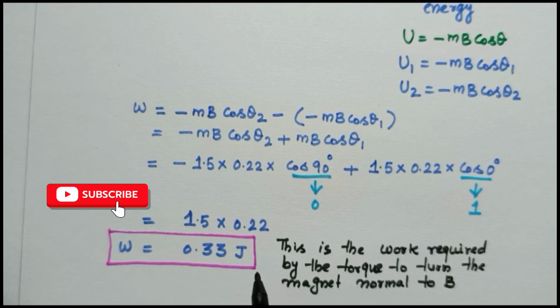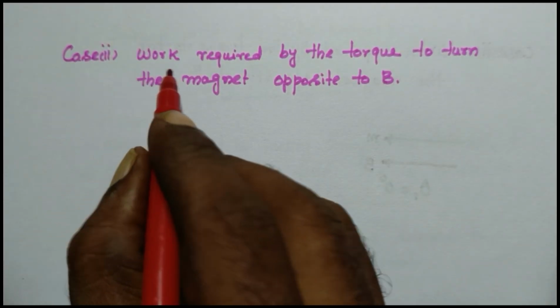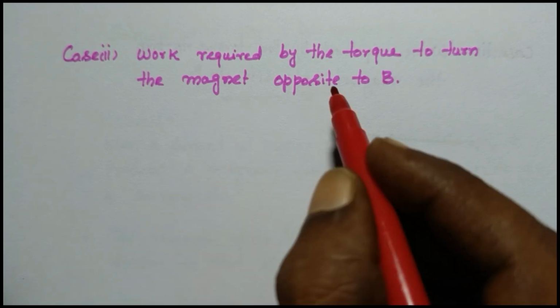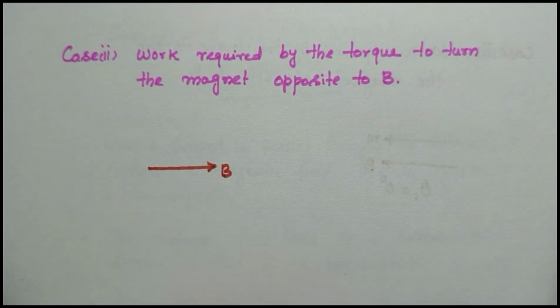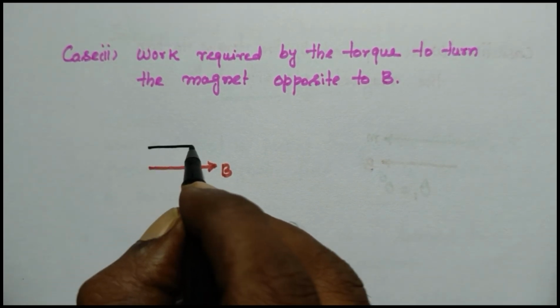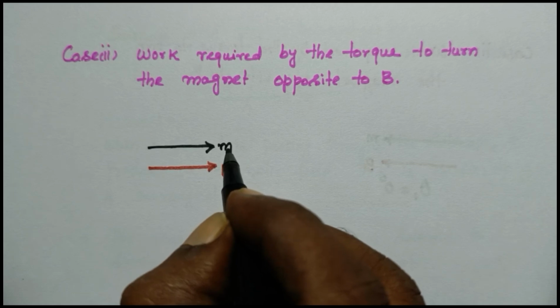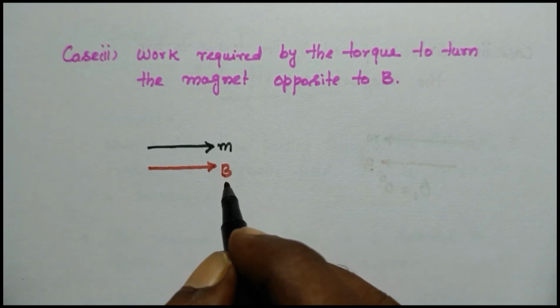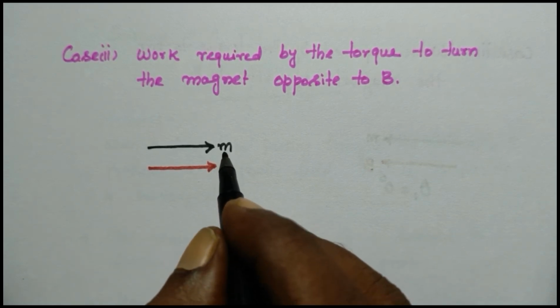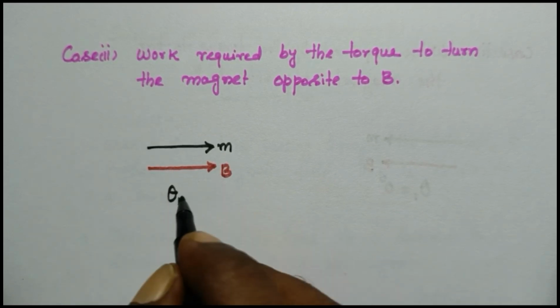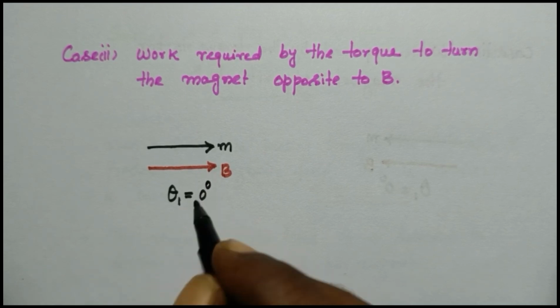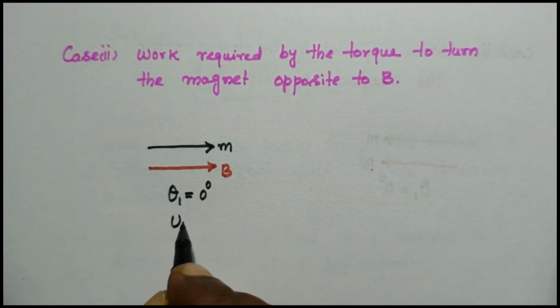Now let us find what is the work required by the torque to turn the bar magnet opposite to the magnetic field. Now let us see how to calculate the work required by the torque to turn the magnet opposite to B. Let this be the direction of the magnetic field. Initially the bar magnet is in the same direction. Therefore, the magnetic moment and B are in the same direction. This is the initial position. In this position, let the angle be theta 1. Since M and B are in the same direction, theta 1 is equal to 0 degree. The potential energy in this position is U1.